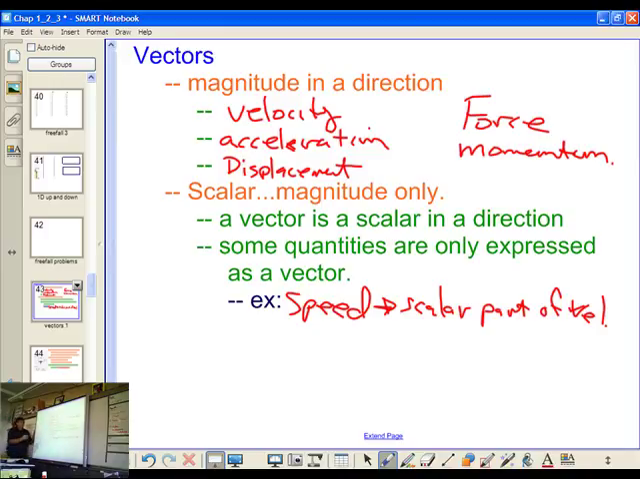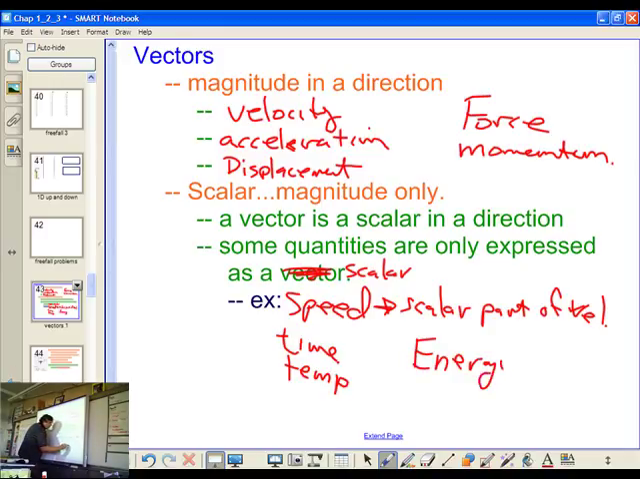But some quantities are only expressed as a scalar. Things like time, temperature, and one that looks like a vector but is really a scalar: energy. Energy is a scalar, although it sometimes looks like a vector. And remember, vectors have that plus and minus direction. Although we do talk about plus and minus with energy, it has to do with adding and removing energy, but it is a scalar function.